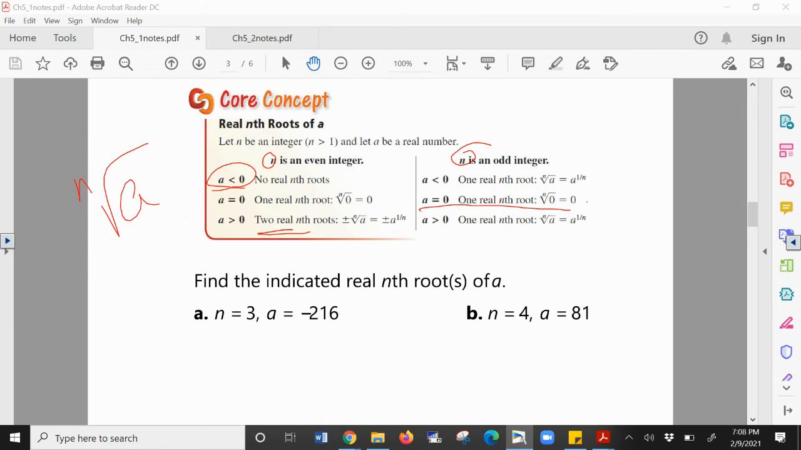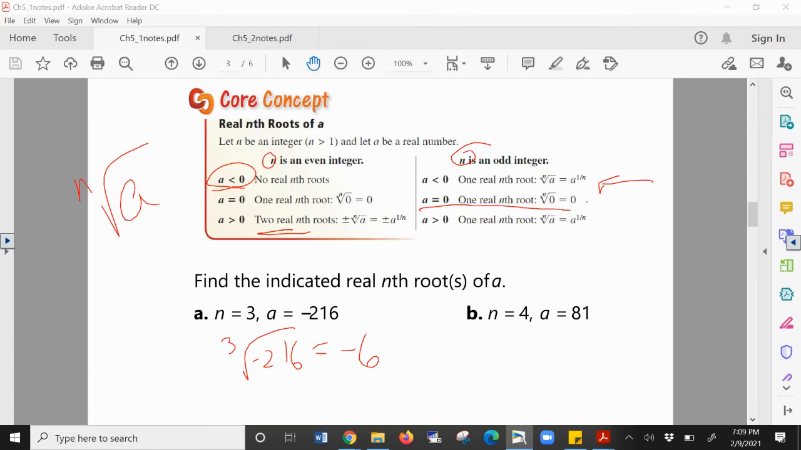So when it says find the indicated nth root of a, it would be something like, what's the third root of negative 216? Well, that falls into this category over here. Even though it's negative, there's going to be an answer. In fact, the answer is negative 6, because negative 6 times negative 6 is 36, but 36 times negative 6 is negative 216. Negative 6 to the third power is negative 216.